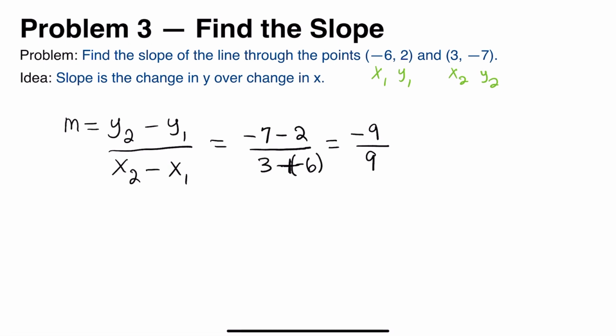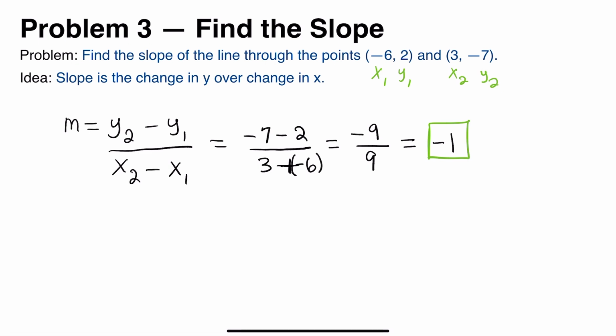So now let's go ahead and simplify. -9 divided by 9 is -1. The final answer here is the slope of the line through these 2 points is -1. Final answer. So great work here.